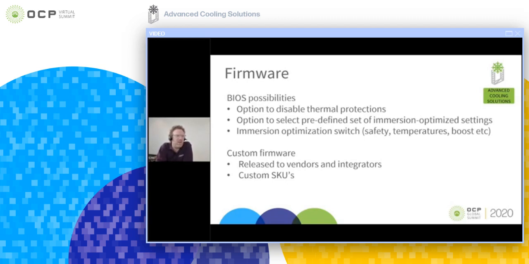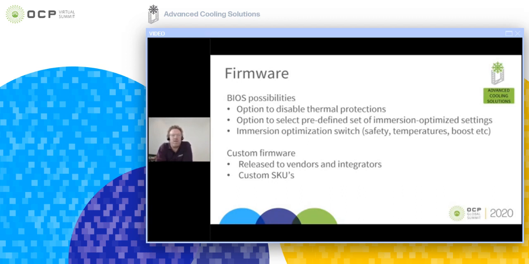Customized firmware is something that is already happening now and then when it comes to larger deployments, which manufacturers often support. And that is often firmware that is released to vendors and integrators, but this should actually be a standard consideration when developing IT equipment or optimizing it for immersion.